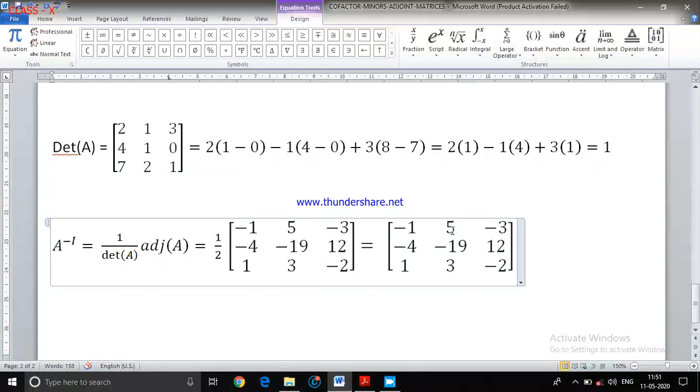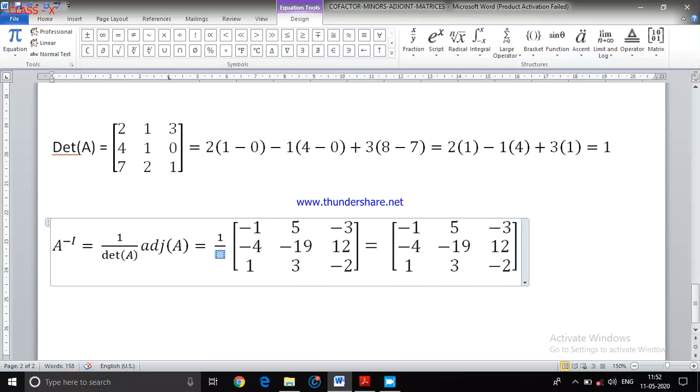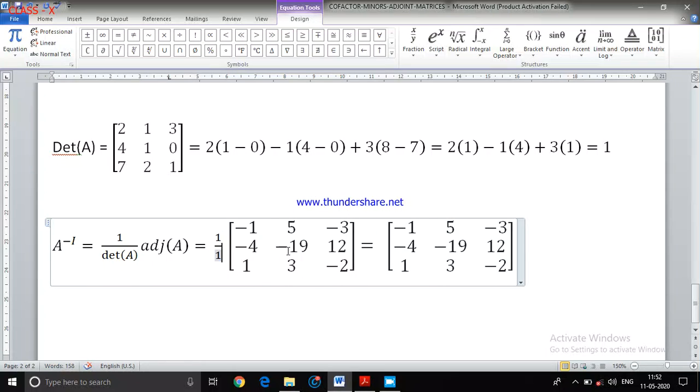So then what you get here is minus 1 by 2 here, 5 by 2 here, minus 3 by 2 here, minus 2 here, minus 19 by 2 here, 6 here, 1 by 2 here, 3 by 2 here, and minus 1. But for our problem, I have the determinant as 1 only. So that's why none of the elements are changing. All the elements remain the same. So this is how you will find the inverse of a matrix.